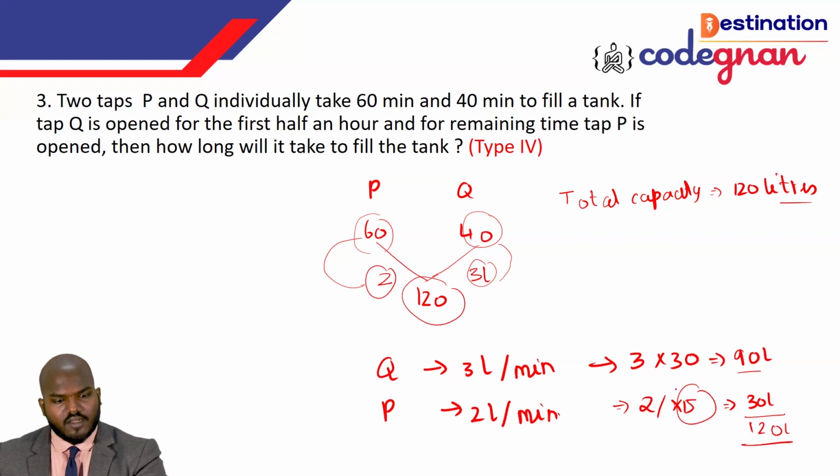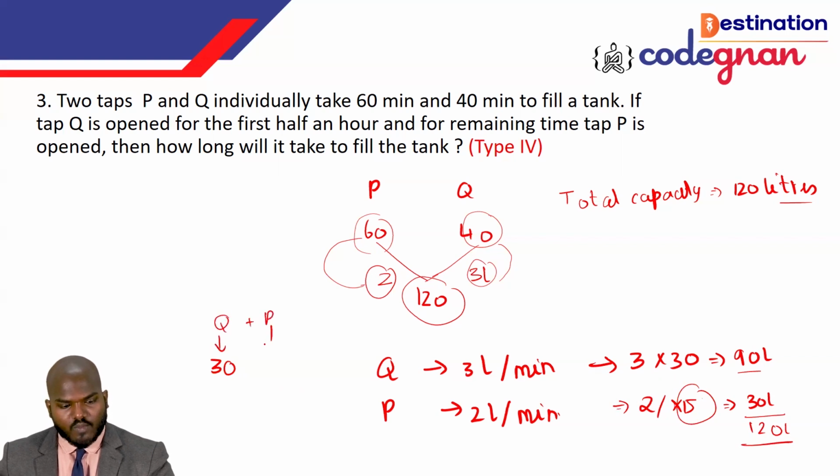If you write 15 minutes as the answer, it is wrong. You need to write the total time. Q takes 30 minutes, plus P takes 15 minutes. If you combine this, we get 45 minutes as the answer.